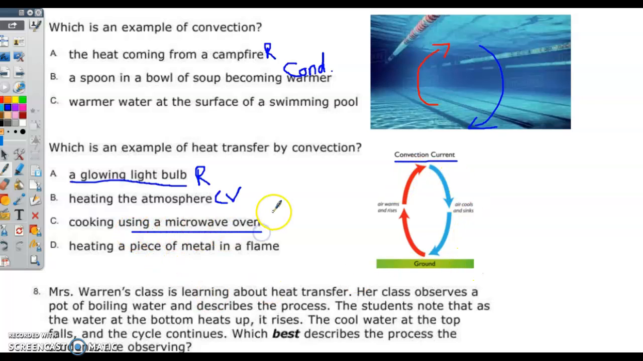Microwave oven, class, is radiation. Heating a piece of metal in a flame. I mean, it depends on where you are at the flame. If you're above the flame, convection. If you're beside the flame, radiation. Or maybe you could say conduction too if it's touching the flame. But there's too many answers in there, right? We know that the heating of the atmosphere, that was part of our definition, wasn't it? The heating of the atmosphere. So I would answer B on this one.